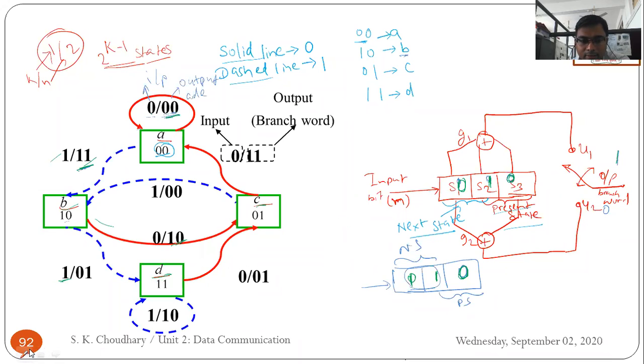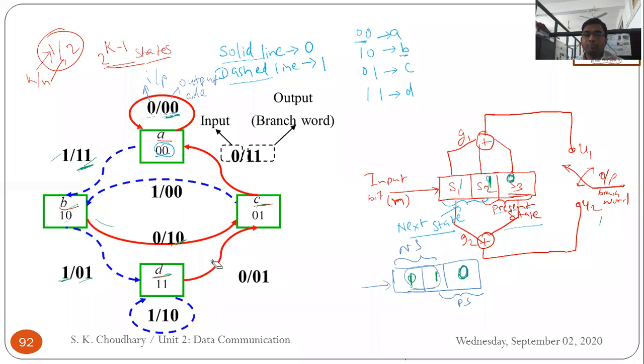In this case, S1 is 1. So 1 plus 1 plus 0, U1 is 0. 1 plus 0, U2 is 1. So 0, 1 is your output. I hope all of you have understood.